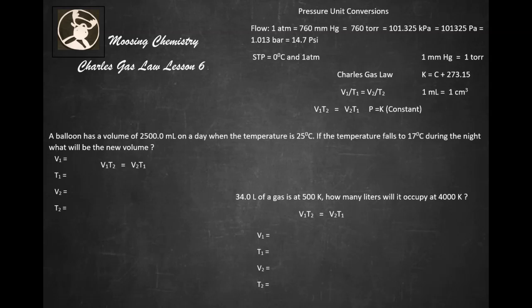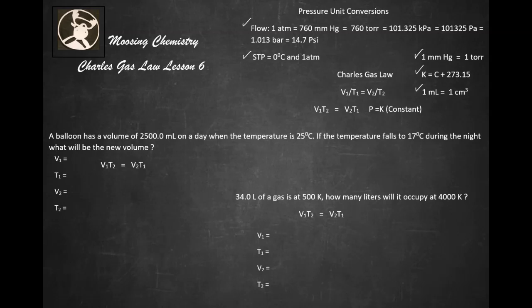Okay, we can look at the flow chart here and say that 1 atmosphere can equal 760 millimeters of mercury, which equals 760 torr, which equals 101.325 kilopascals, which equals 101,325 pascals, which equals 1.013 bar, which equals 14.7 pounds per square inch. Standard temperature and pressure, of course, is 0 degrees Celsius at 1 atm. 1 millimeter mercury equals 1 torr, K equals C plus 273, 1 milliliter equals 1 cubic centimeter.